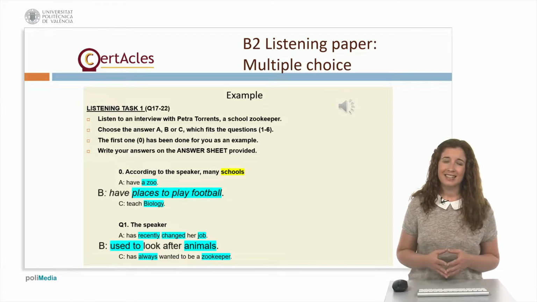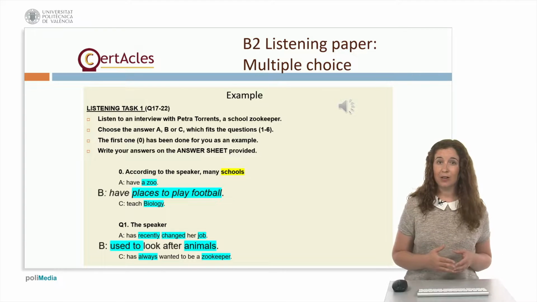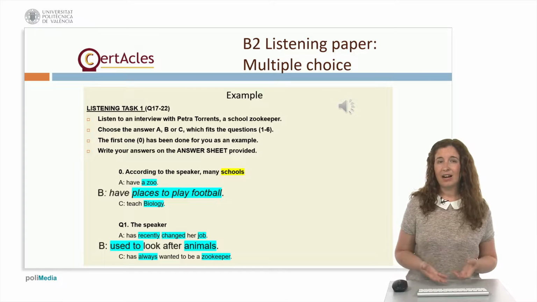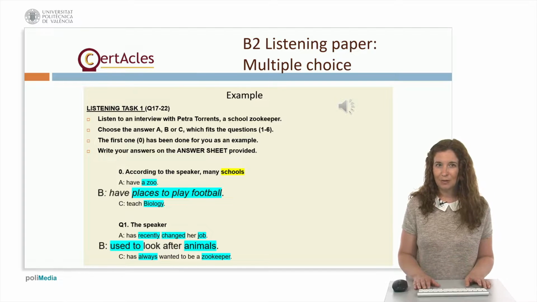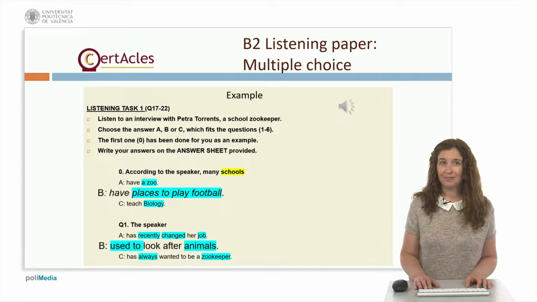She has recently changed her jobs. Wouldn't be possible. Why? Because she changed jobs in 2007, which is not exactly recently. And then regarding option C, she doesn't mention that she has always wanted to be a zookeeper, or that it was one of her childhood dreams or anything like that. So option C would not be possible in this case.